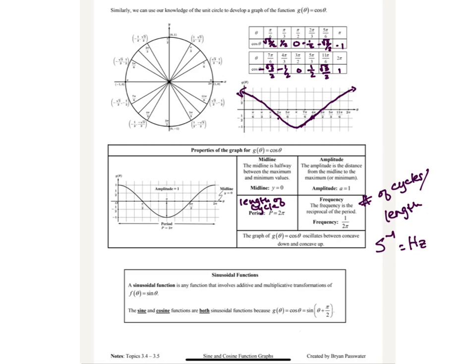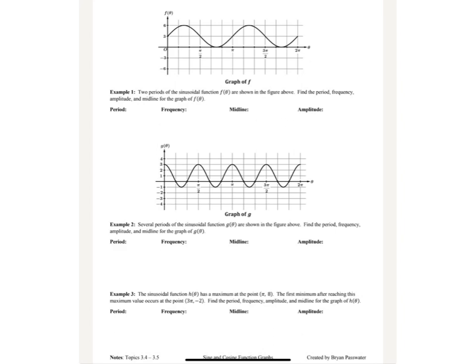Sine and cosine are both sinusoidal functions because cosine is just a phase shift of sine. If you move a sine curve pi/2 to the left, you get cosine. Okay, it's just a phase shift. Okay, so let's jump into example 1 here. That's all in the notes we need on that.